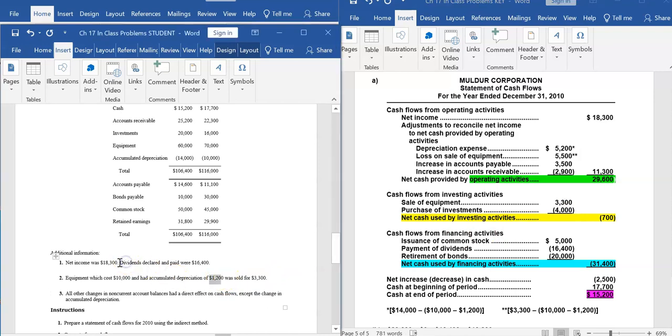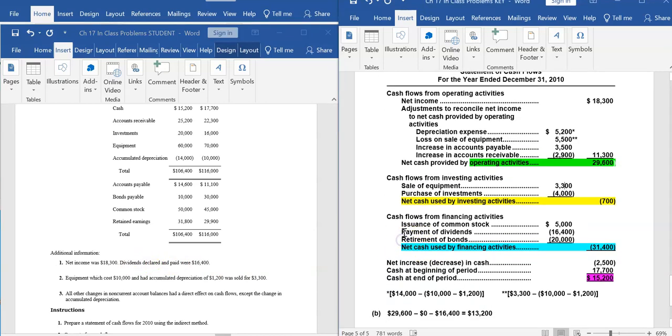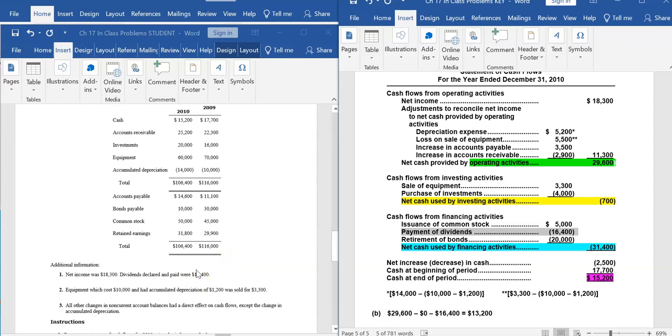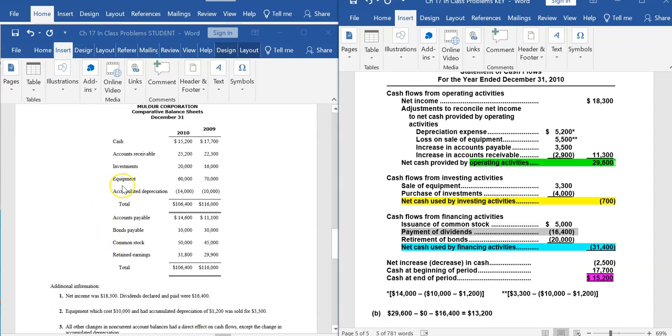In addition to that, dividends declared and paid were $16,400. Dividends are a financing activity. We will show that as an outflow of $16,400. Cash was used to pay the dividends. Okay. We also need to look at our other accounts. The equipment account we already dealt with the sale of the equipment. Accumulated depreciation we've already taken care of.